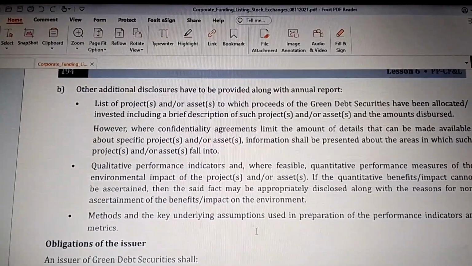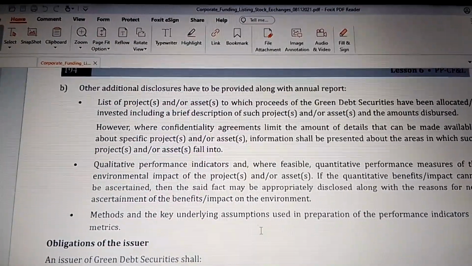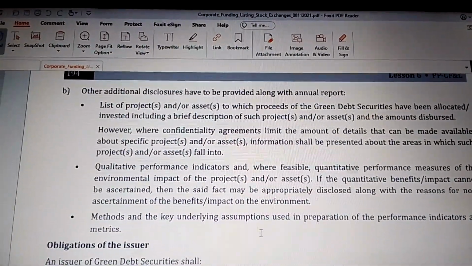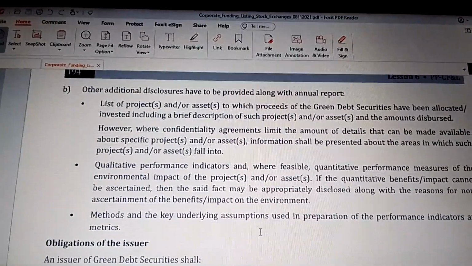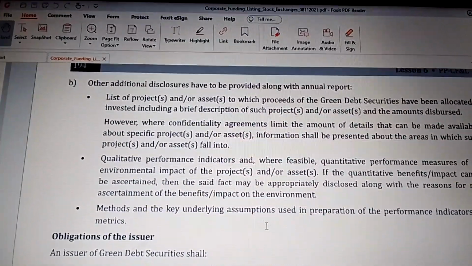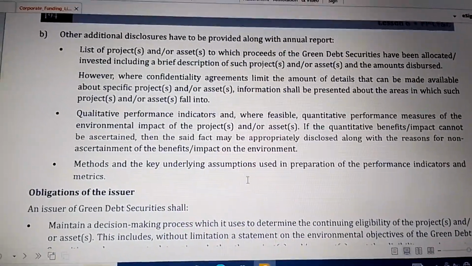Qualitative performance indicators and, where feasible, quantitative performance measures of the environmental impact of the projects or assets. If the quantitative impact cannot be ascertained, the said fact may be appropriately disclosed along with the reasons for the inability to ascertain the impact on the environment, methods and key underlying assumptions used in the preparation of the performance indicators and metrics.